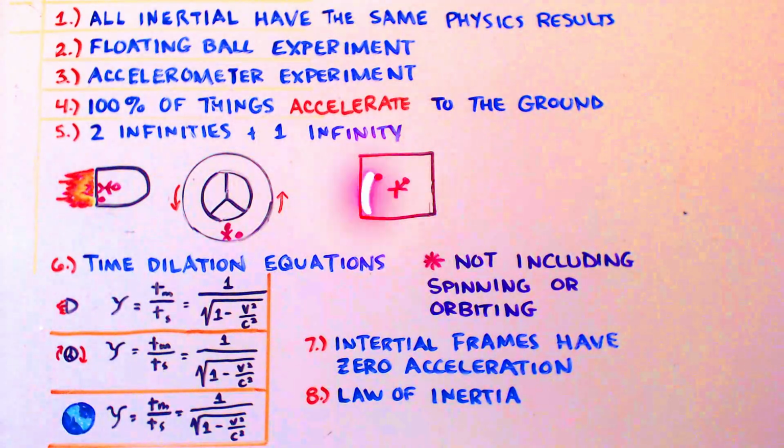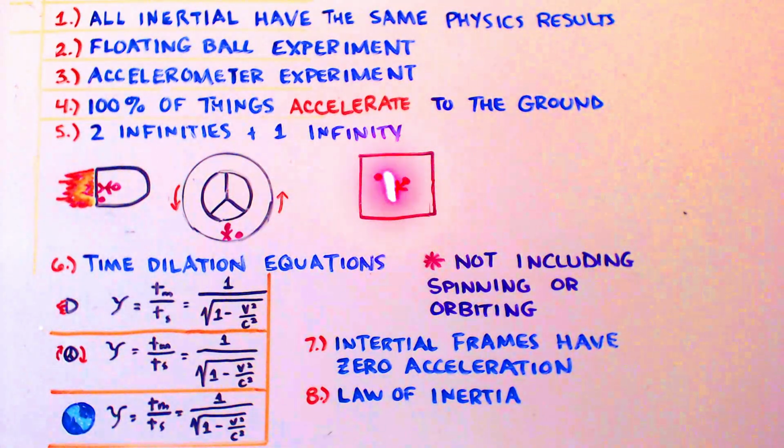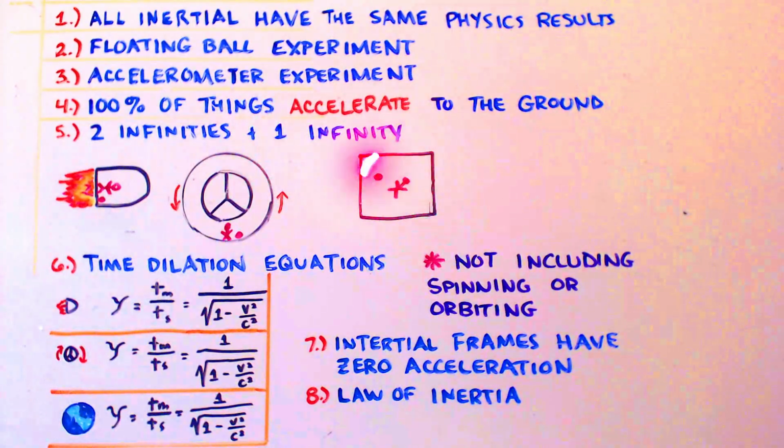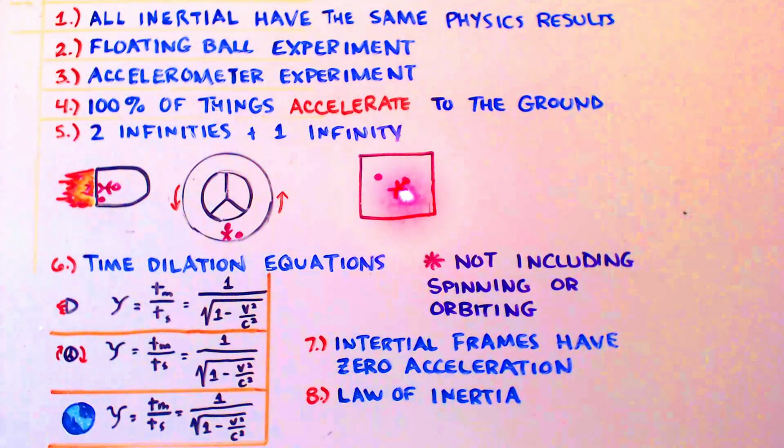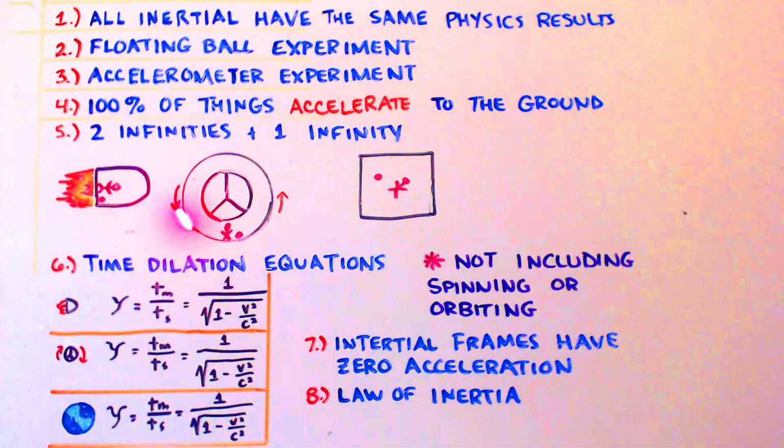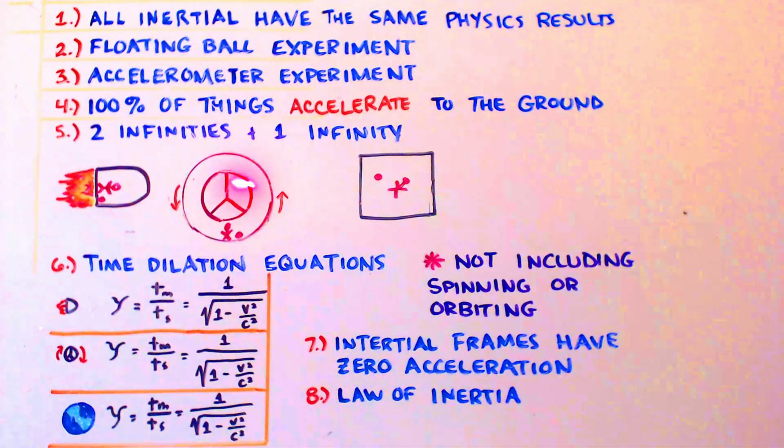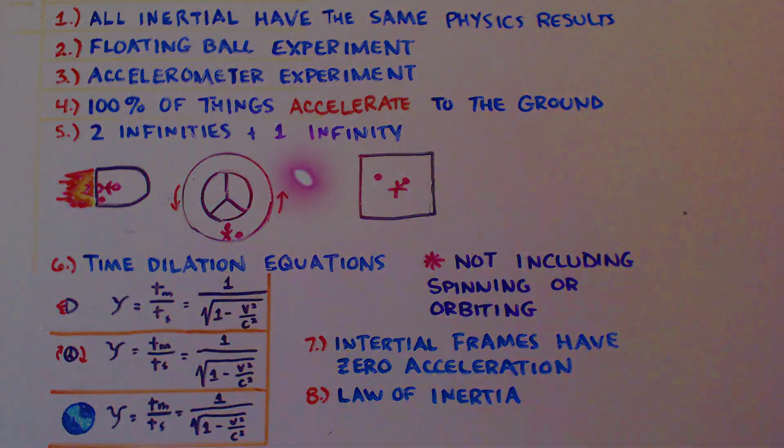Here's an inertial frame of reference. You're out in outer space. You're just floating. You can think of an infinite number of places in outer space where you're floating. So you have an infinite number of inertial frames where the physics results are not the same as on Earth. But you have 2 infinities of accelerating frames that do line up with the same physics results on Earth.